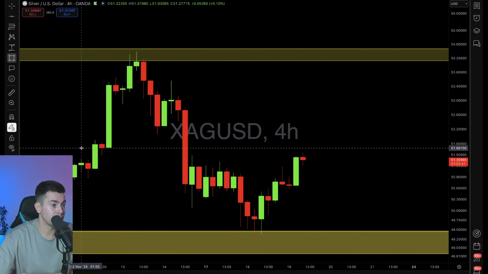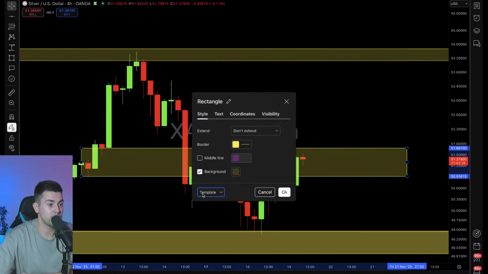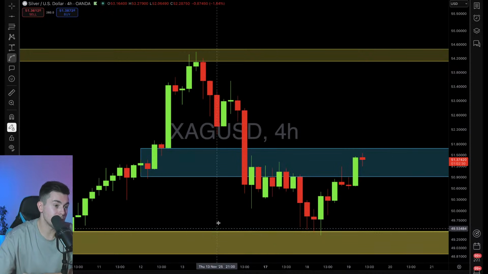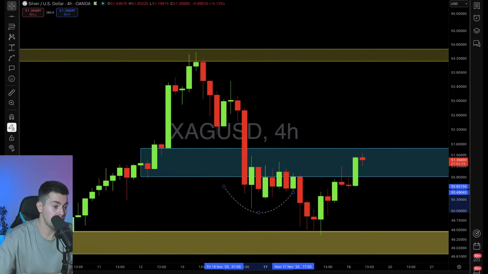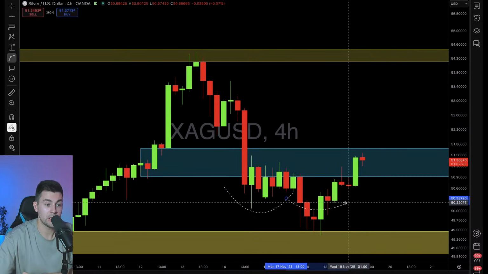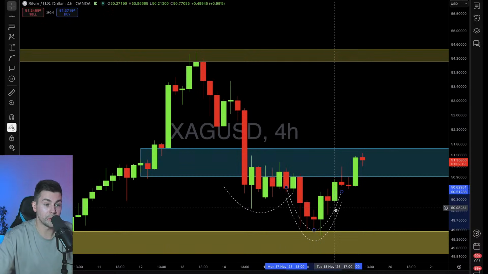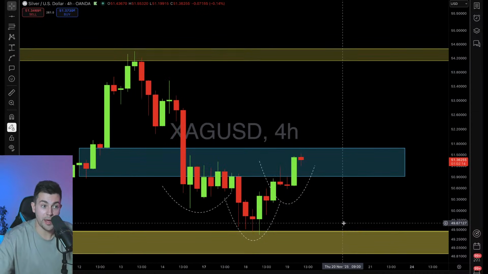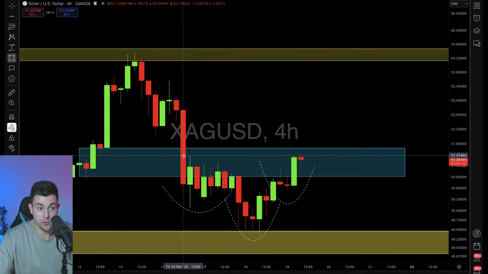We can spot that right here we have quite a significant intraday resistance that the market is respecting for now, and based on that resistance we have a completed inverted head and shoulders pattern, a very powerful bullish price action pattern. We can use this pattern for buying. We can use this pattern as our confirmation to buy.